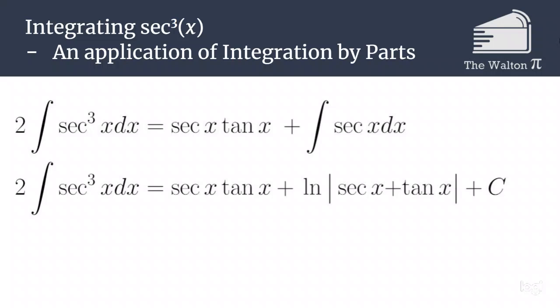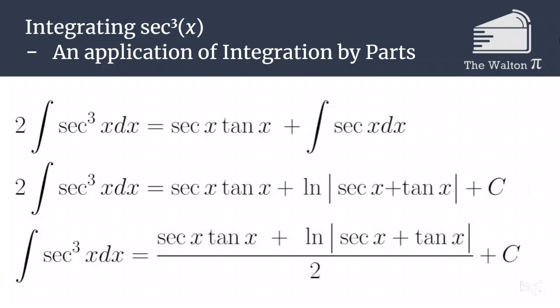So that tells us that 2 times the integral of secant cubed x dx is secant x tangent x plus the natural log of the absolute value of secant x plus tangent x plus c. So we can divide everything by 2, and that tells us that the integral of secant cubed x dx is secant x tangent x plus the natural log of the absolute value of secant x plus tangent x, all over 2, plus c. And so that is how we are able to integrate secant cubed x dx using integration by parts.